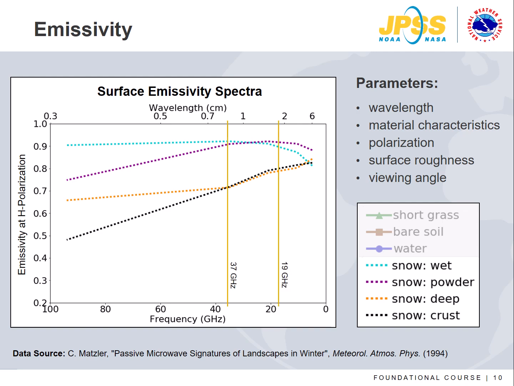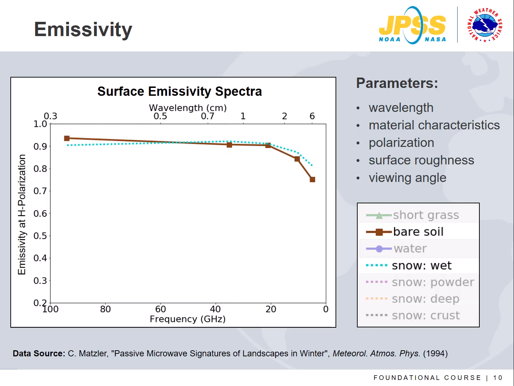The 37 GHz channel is often used to distinguish bare ground from snow and compared to the 19 GHz channel for snowpack characteristics. Did you notice that the emissivity curve for wet snow is similar to bare soil? This presents a challenge. Wet snow interpreted as bare soil can cause an underestimation of snow depth if precedent information is not taken into account.